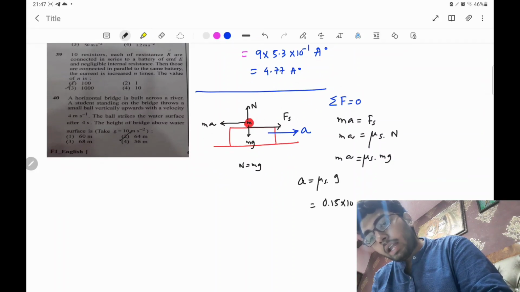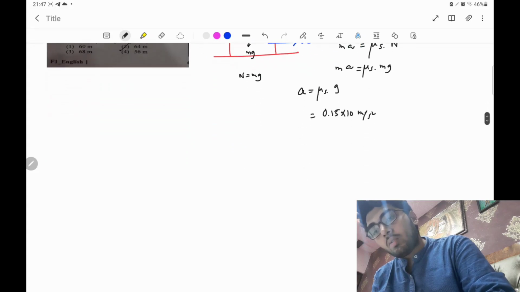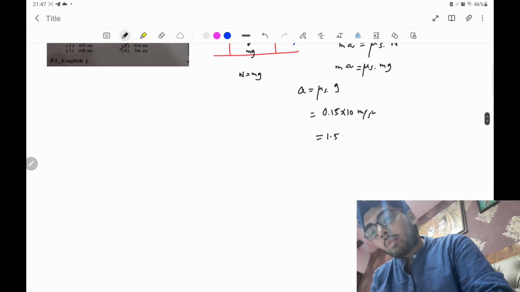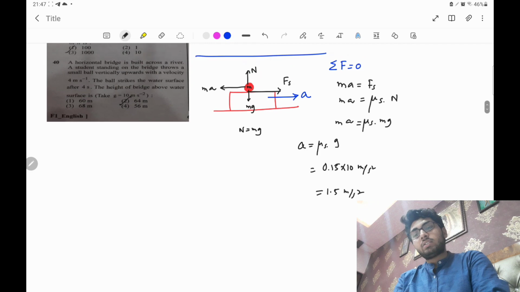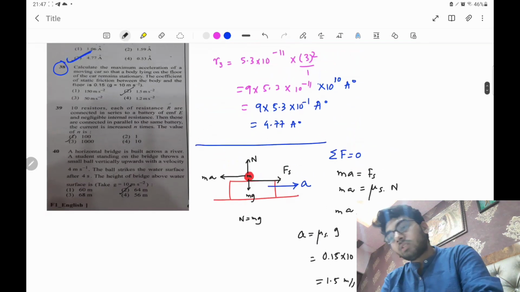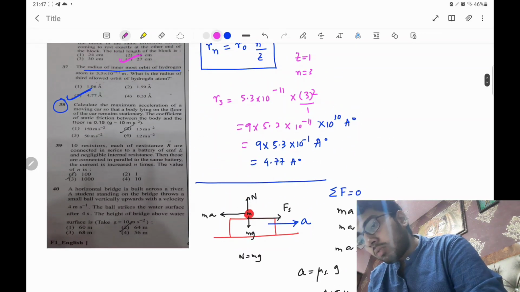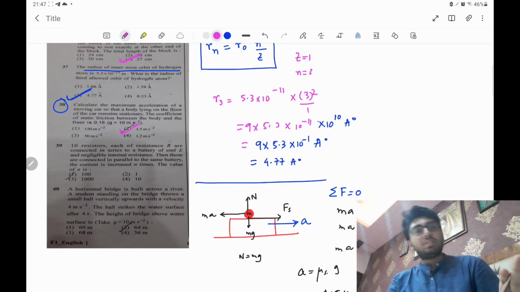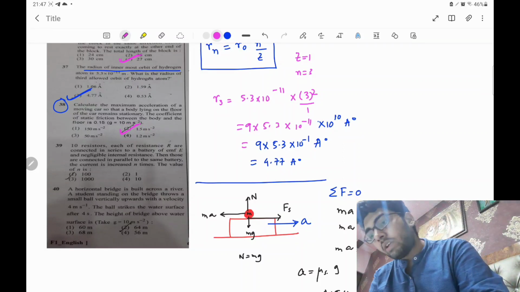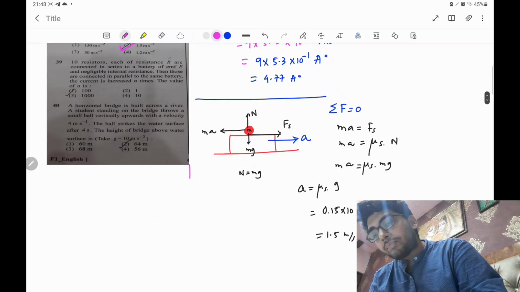0.15 multiplied by 10 meter per second square. So it will simply come out to be 1.5 meter per second square. The question is clear. So your correct option is going to be how much? 1.5 meter per second square. Clear? Very good. Now come to the next question.